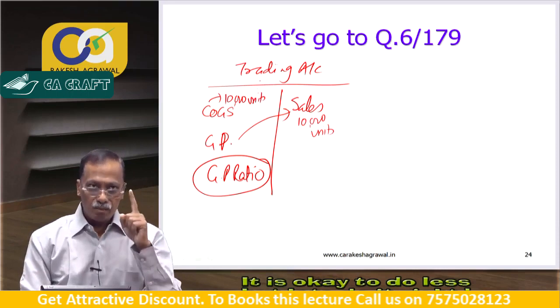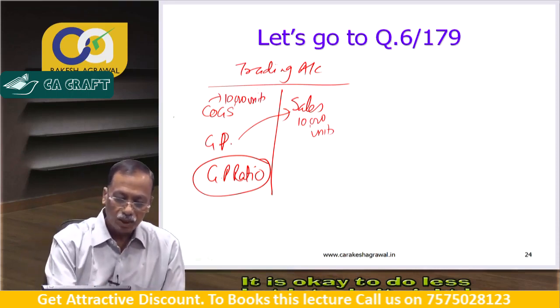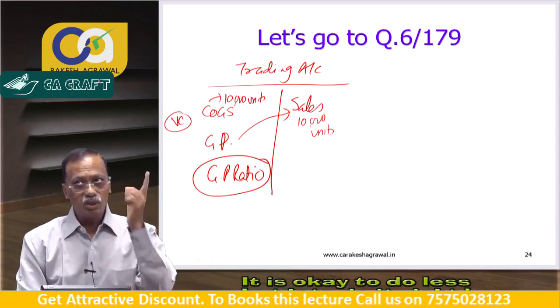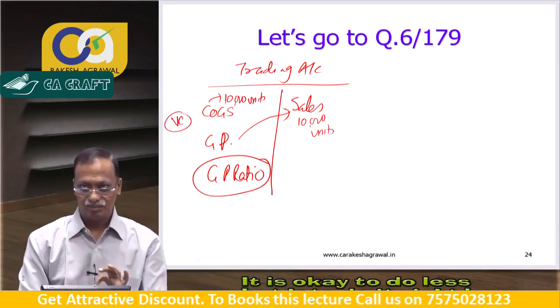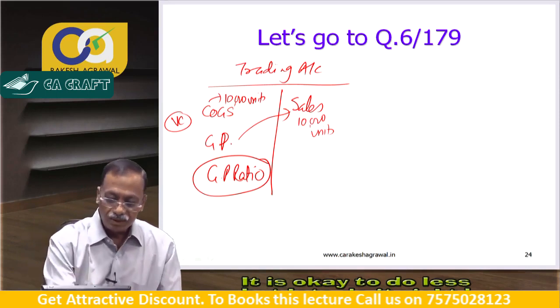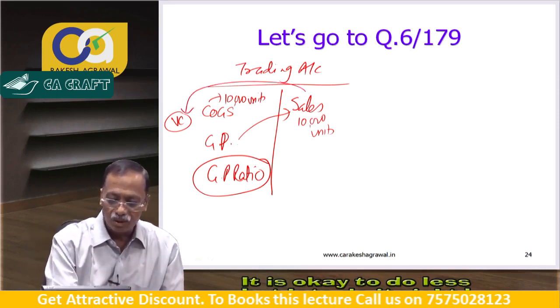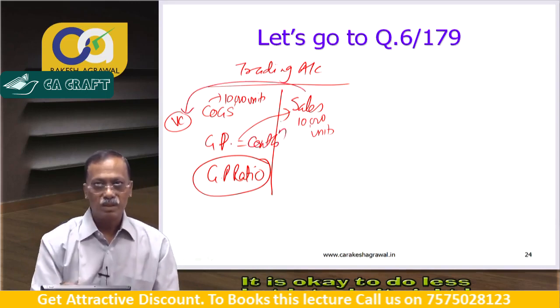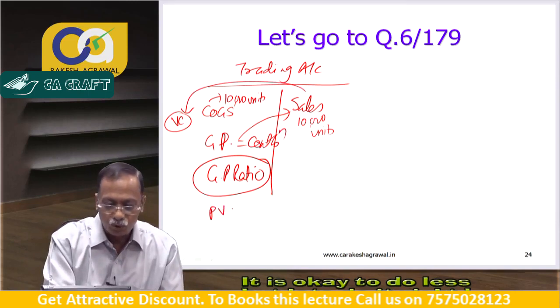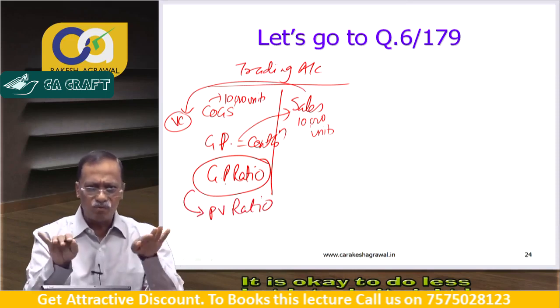Now, in marginal costing, this cost of goods sold can be called variable cost, because it is the cost of only those units which are sold. Are you getting it? It means this cost is variable cost. Now, treat this as sales minus variable cost. Treat this gross profit as equal to contribution. And contribution upon sales, it means GP ratio is almost close to PV ratio. GP ratio and PV ratio are very close to each other.